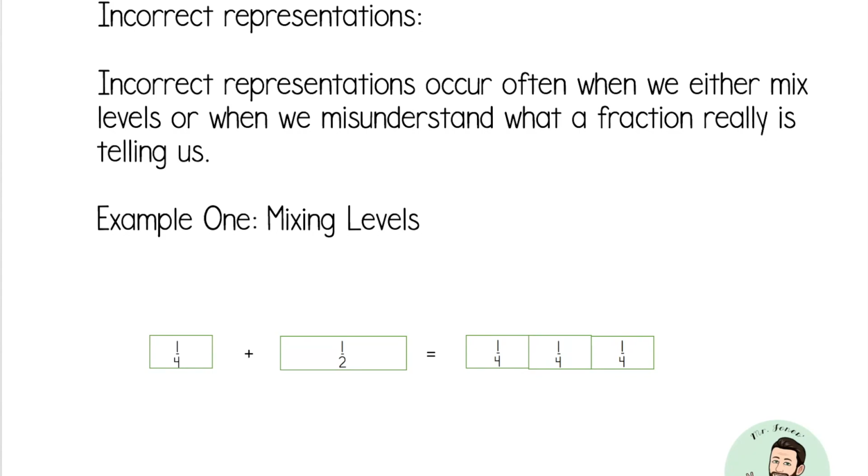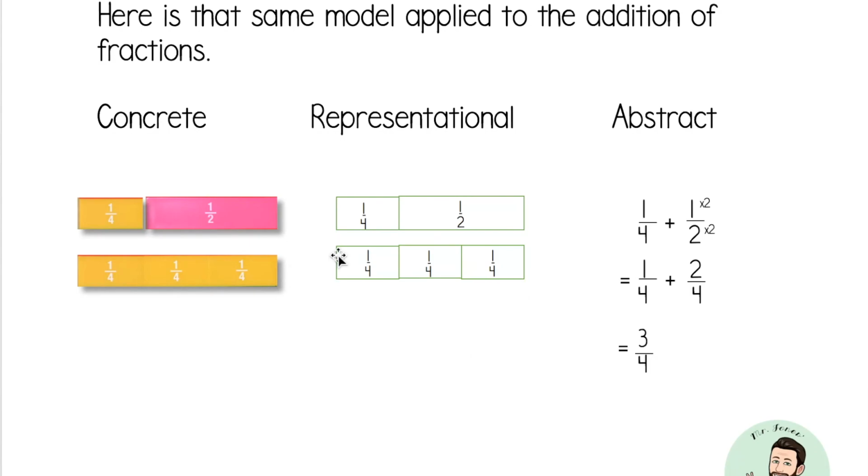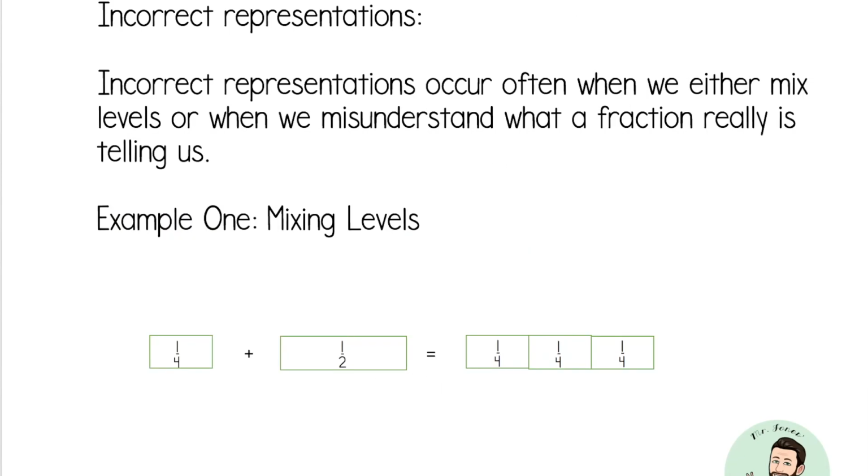So incorrect representations often occur when we either mix levels or categories, or when we misunderstand what a fraction is really telling us. So this is an example of mixing levels because we have a plus sign and an equal sign with our fraction strips. The plus sign, the equal sign, they belong in the abstract realm, and it doesn't really make sense to include them with representations. As we saw in the previous slide, just having these side by side is a good way of expressing that addition sentence.